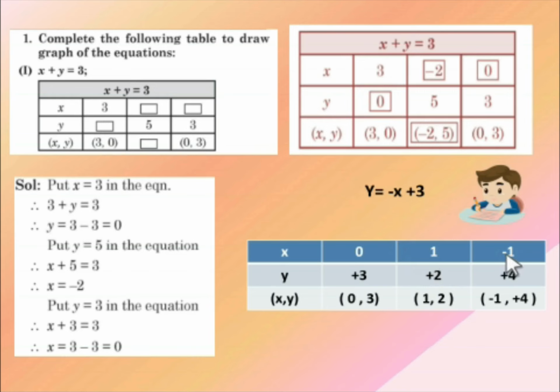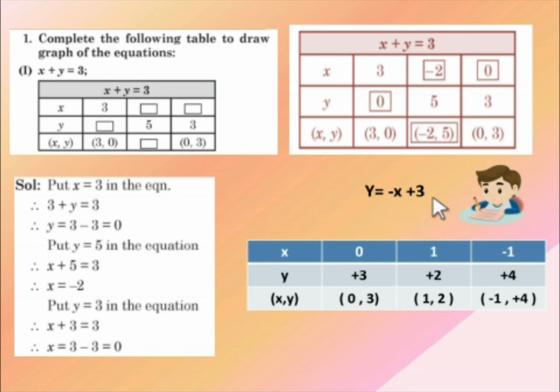Now I take it as minus 1. Why am I taking 0, 1, minus 1? Because calculation is very easy here. Done? So, the moment I take it here as minus 1, this will become minus of minus, will become plus 1, plus 3. Both are the same sign. Add, put the sign of the bigger number. So, you get the ordered pair. You should note this. This is what you should do when you are drawing the graph.